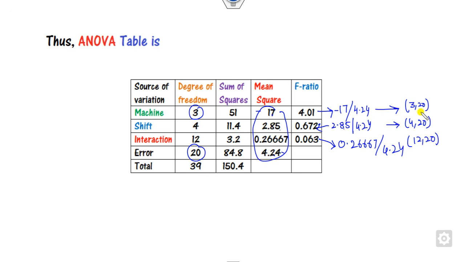You can take the values of these from the table and check whether it is greater than the critical value, then reject, otherwise accept. So this is the way you can consider the 2 factor factorial experiment.